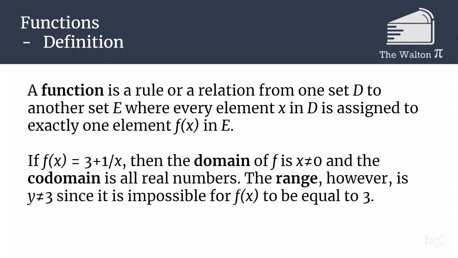The codomain, though, can be all real numbers, even though it's impossible for us to get a value of 3 out from the function. But the range is going to be the set where y is not equal to 3, since that is the only value that f of x cannot be equal to.